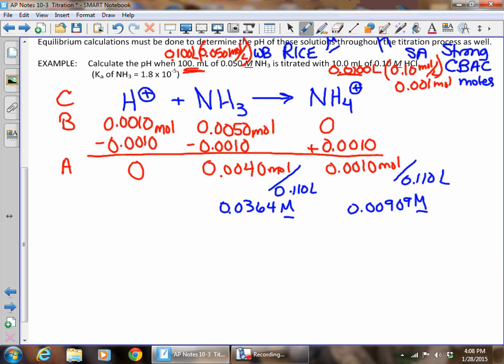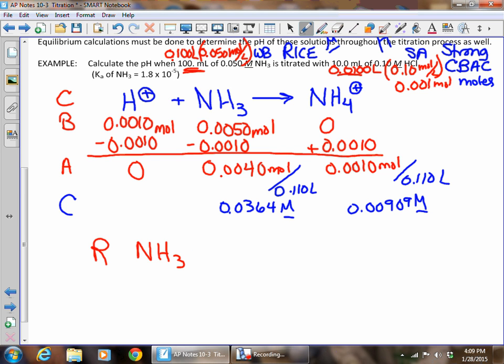Now the next thing we want to think about is what we have left in the solution. Do we have any of our weak base left? And yes, we do. So the weak part, the equilibrium part, is going to be focused on whatever's left in the system that's weak. It's always going to focus on the weak acid or base if there's any present, and there is in this case. So now that we've done our change back to molarity, we can use these values to calculate our equilibrium system using the RICE method.